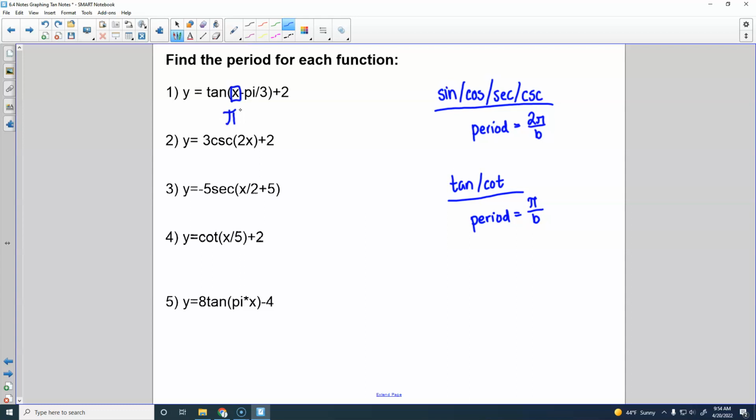For number 2, I'm at cosecant. Cosecant's the same as sine and cosine. I'm going to do 2 pi divided by the b value, which is the number in front of my x here, so 2 pi over 2. I will get a period of pi as well for number 2.